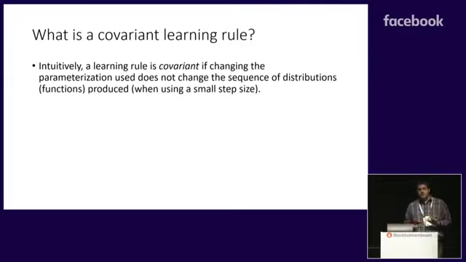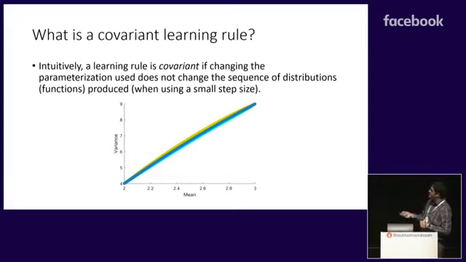So what is a covariant learning rule? A covariant learning rule is intuitively one where if you change the parameterization, it does not change the sequence of distributions that is produced. So that means we should get a curve that looks much more like this. Regardless of how you parameterize things, you get the exact same behavior out. And this is a plot from one of the covariant methods in the paper.